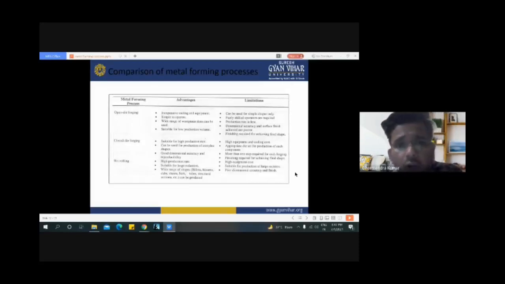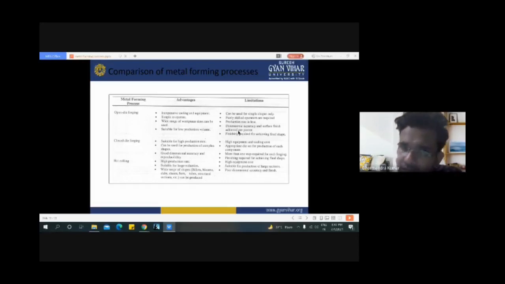Now here is a comparison of various metal forming processes with their advantages and limitations. If you are talking about the forging process, there are two types: open die forging and closed die forging. These are the advantages of open die forging: inexpensive tooling and equipment, simple to operate, a wide range of workpiece sizes can be used, and suitable for low production rate.